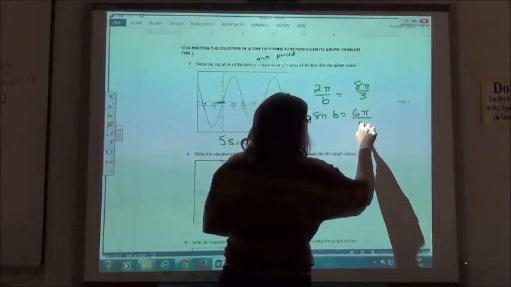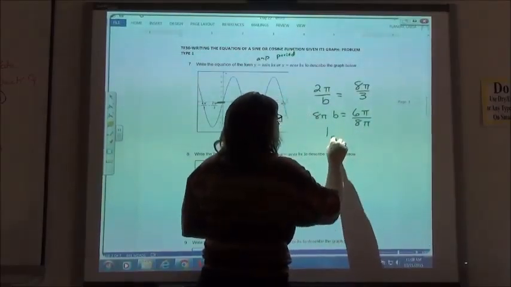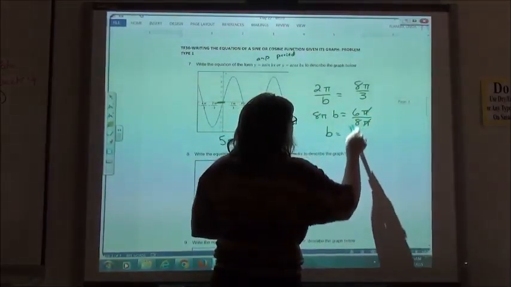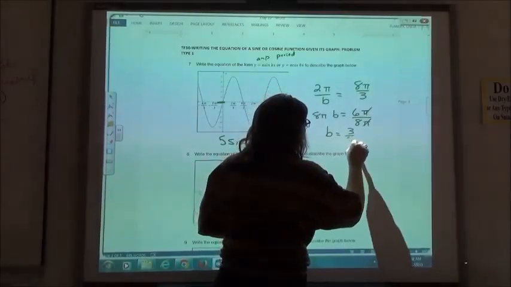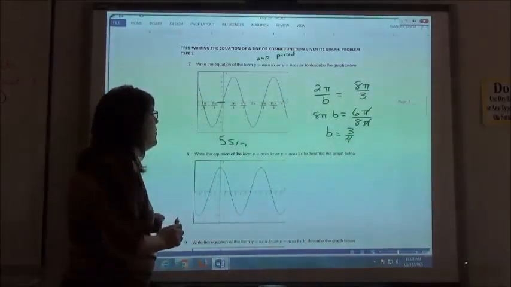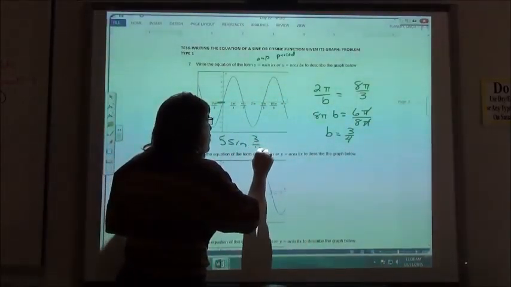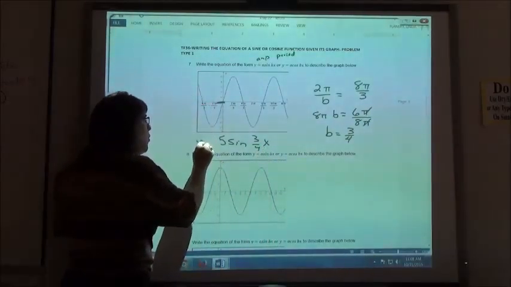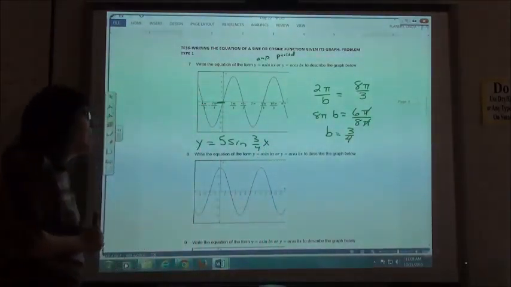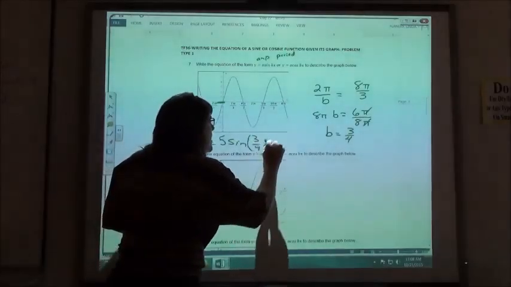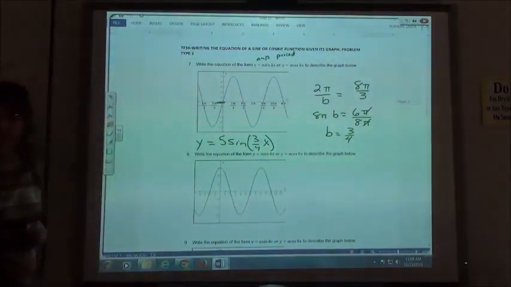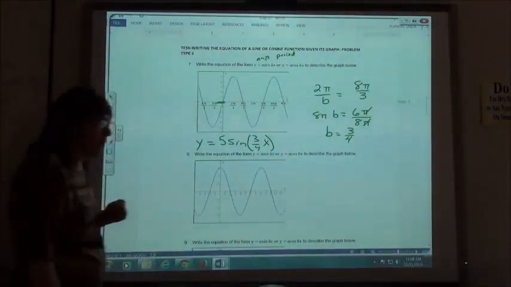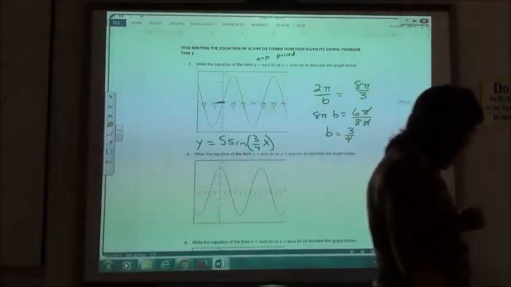I'm going to divide by my 8 pi. So b is going to equal, pi's cancel out. I can reduce that down to 3/4. So my b value is 3/4, so I have 3/4 x. So y equals 5 sine of 3/4 x. Don't really need the parentheses, but if you want to put the parentheses there, you could put the parentheses there. Be the same answer.